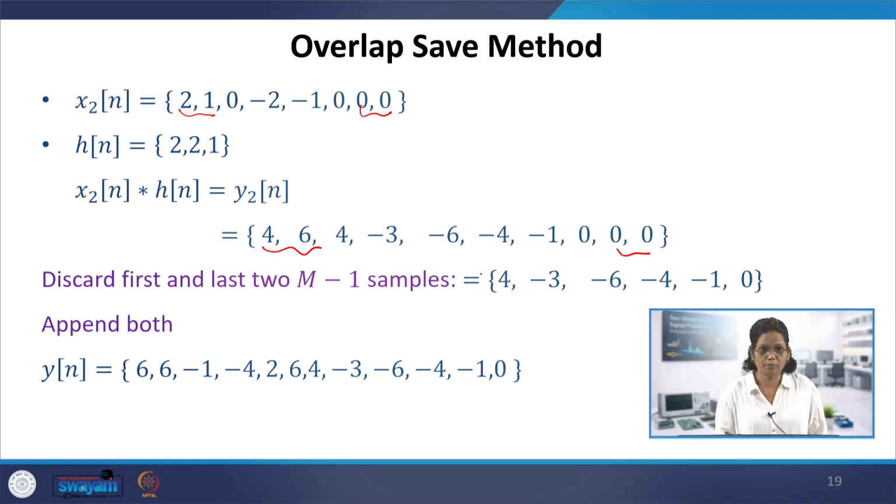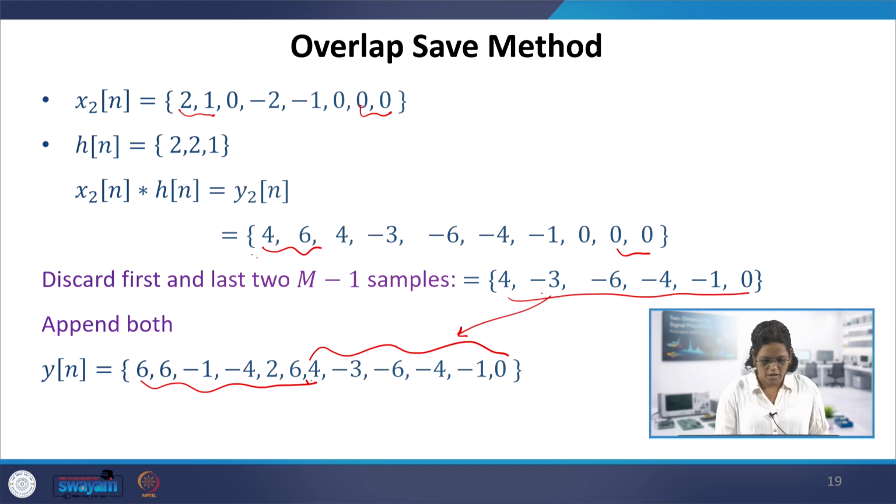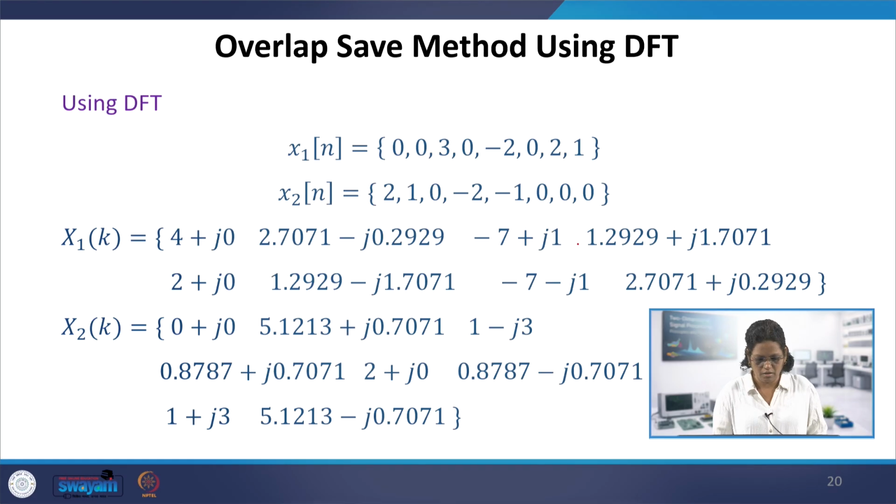Now y1 and y2, append them, not adding them like in the overlap add method. So the first sequence taken here, append both y1 and y2: 6 6 minus 1 4 2 6 4, and then here 6 up to 6, and this is the second sequence which we got here. You can see this one would come here, and the previous sequence is y1 of n and this is y2 of n. So we are just appending these after discarding the m minus 1 sample values. So this is called the overlap save method.